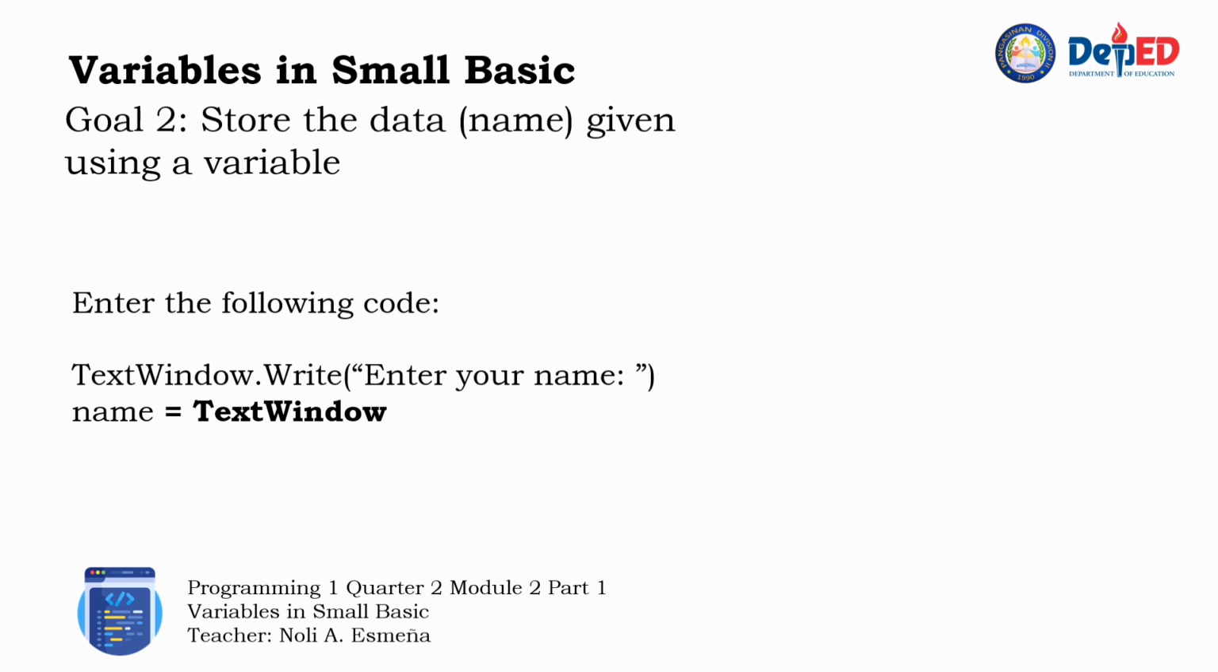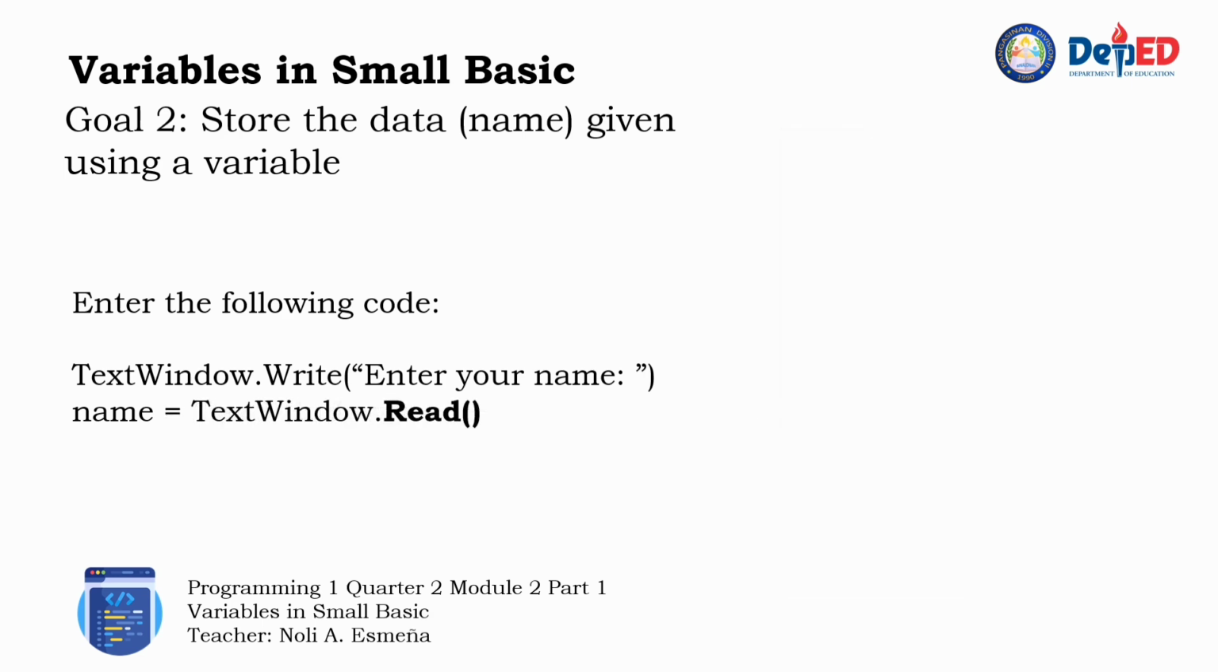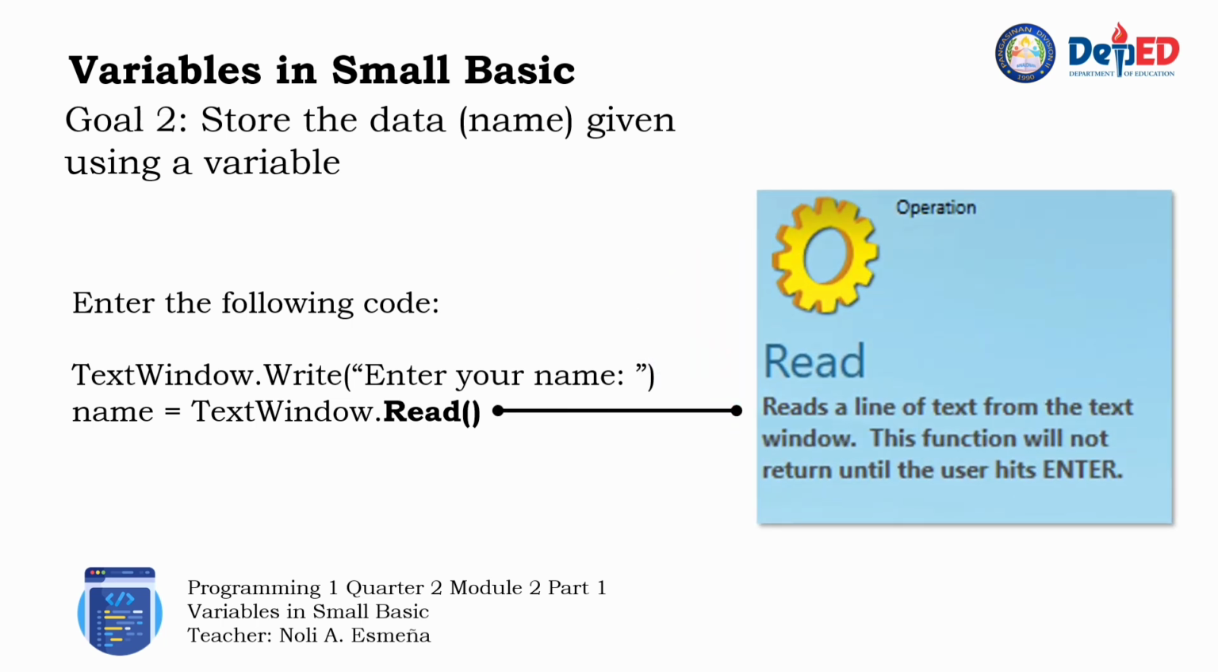Since a text will be stored on the variable name, we will use again the object TextWindow. Remember that TextWindow provides text-related input and output functionalities. The next code that we will write is read. Read is an operation under the object TextWindow. The function of this code is to let the variable name read the data that is entered by the user.